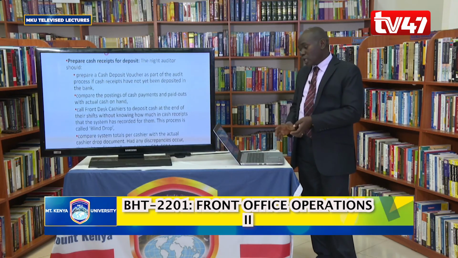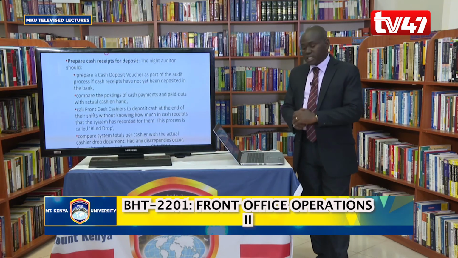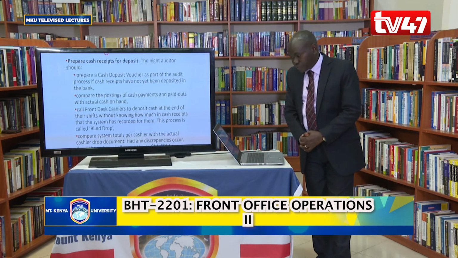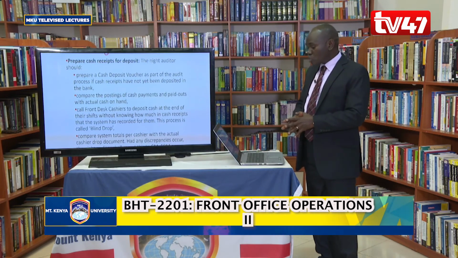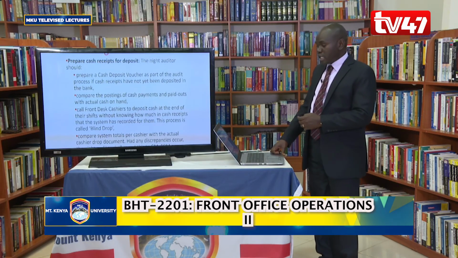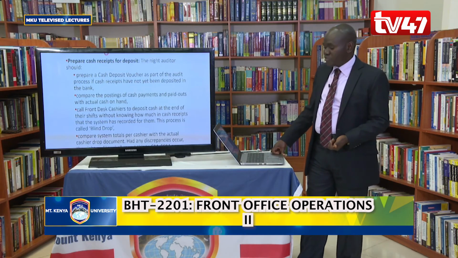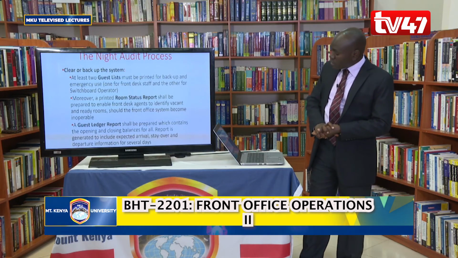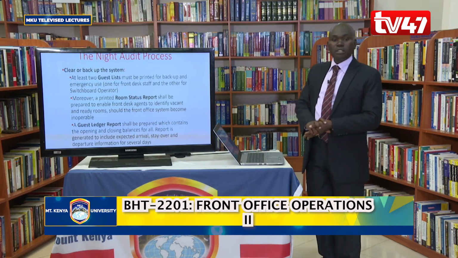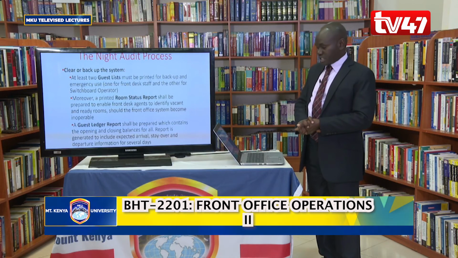So the Night Auditor will compare the system totals per cashier with the actual cashier drop document. And if there is any discrepancy, the Night Auditor will have to report this to the GM or the FOM or even the finance controller to notify them about that difference. After preparing for the banking, the Night Audit process proceeds on to clear or back up the system.